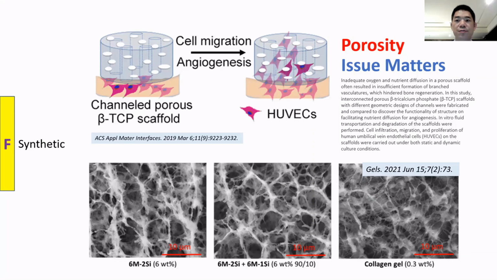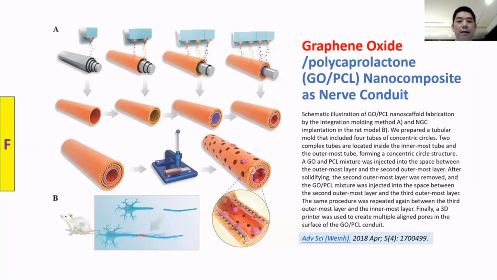But when we synthesize these synthetic hydrogels or scaffolds, there's a very important topic. We have to consider the porosity of the hydrogels or the scaffold, because we have to let the cells migrate inside and form new vessels, which is called angiogenesis. And different forms are needed for different purposes of tissue regeneration.